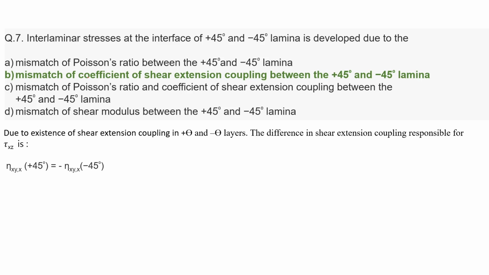Interlaminar stresses at the interface of plus 45 and minus 45 degree lamina are developed due to the, so options are A, mismatch of Poisson ratio between plus 45 and minus 45 lamina. Option B, mismatch of coefficient of shear extension coupling between the plus 45 and minus 45 degree lamina. C, mismatch of Poisson ratio and coefficient of shear extension coupling between the plus 45 minus 45 lamina. And D, mismatch of shear modulus between plus 45 minus 45 lamina.